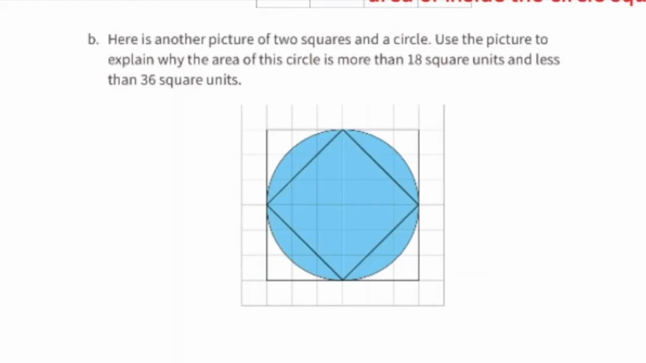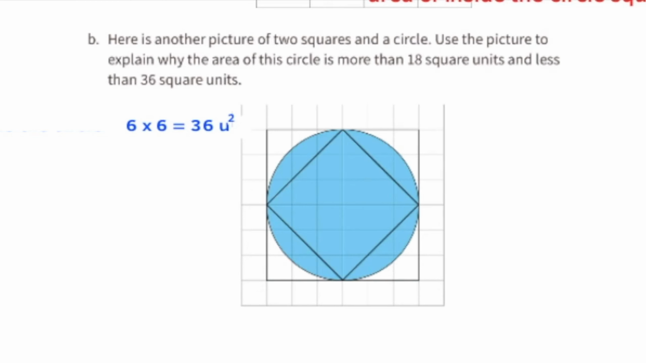B. Here is another picture of 2 squares and a circle. Use the picture to explain why the area of this circle is more than 18 square units and less than 36 square units. Let's start with the larger square. 6 units by 6 units. 6 times 6 is 36, so the area of the larger square is 36 square units.